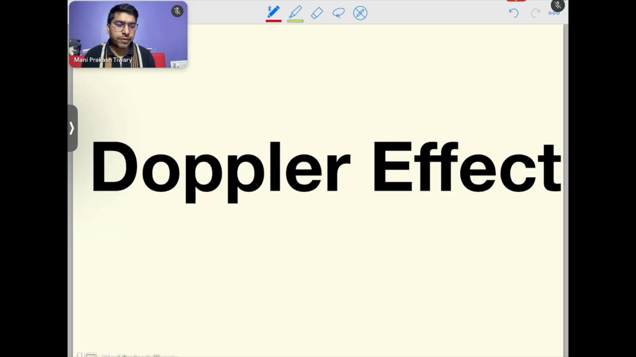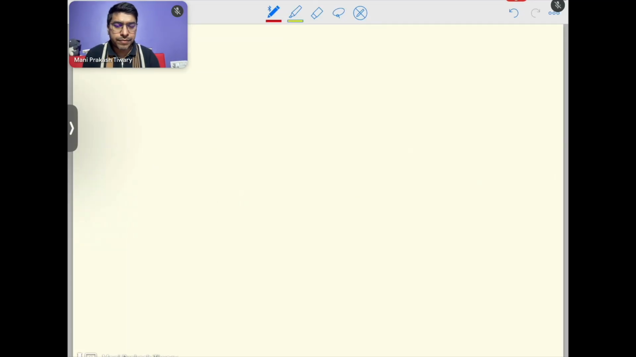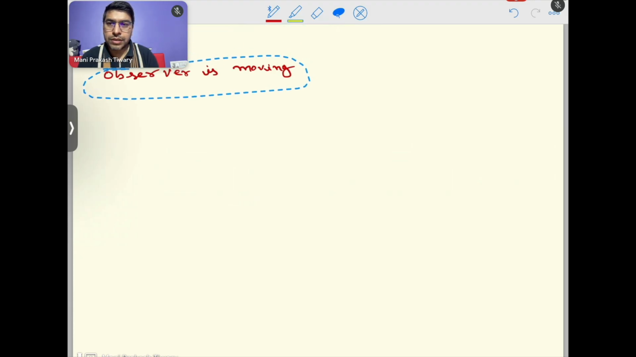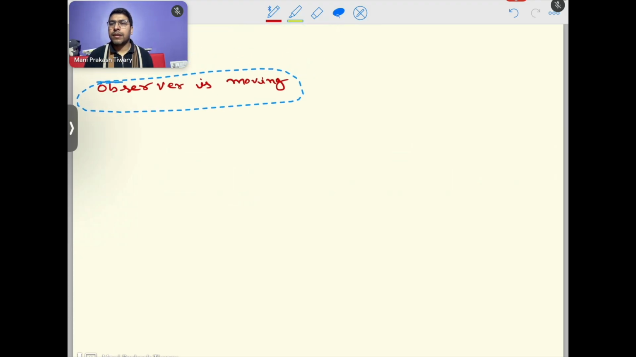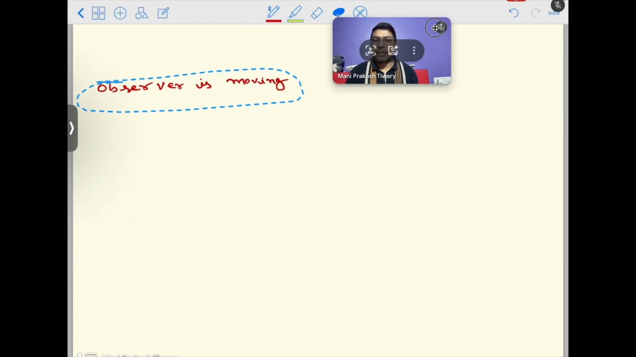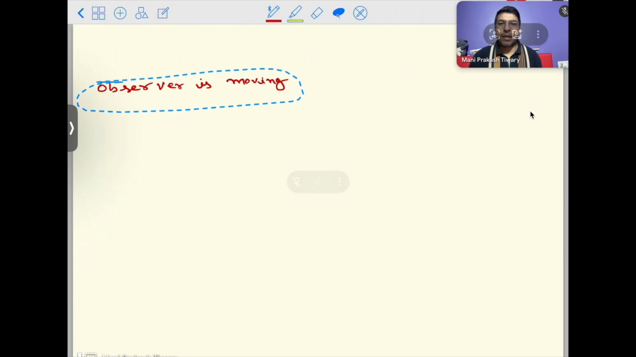Shift in apparent frequency. So the first case we will consider is when the observer is moving and the source is fixed, right? So here we have to consider that the observer is moving and the source is fixed. Okay, so just give me one second. I need to change the position of the camera so I can write properly, right?